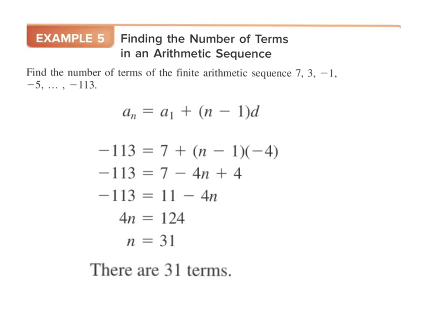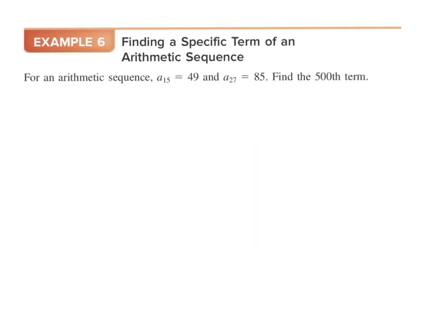So again, in this case, we had everything we needed for this formula except n, and that's the number of terms. So that's what we needed to solve. We knew the last term, we knew the first term, we figured out the common difference, go through and solve it. The next type of problem you're going to find is they give you 2 terms in the sequence, and you want to find a specific term later on.